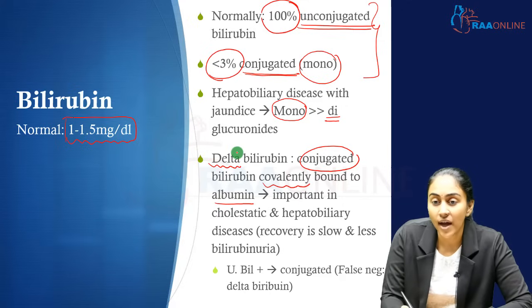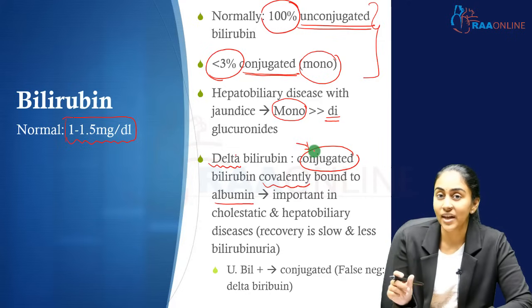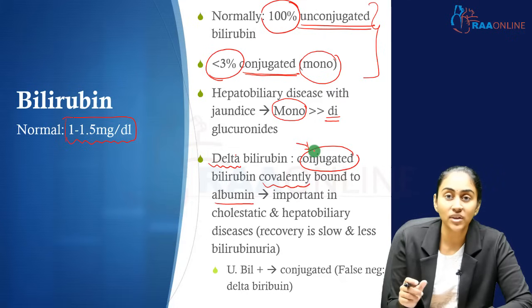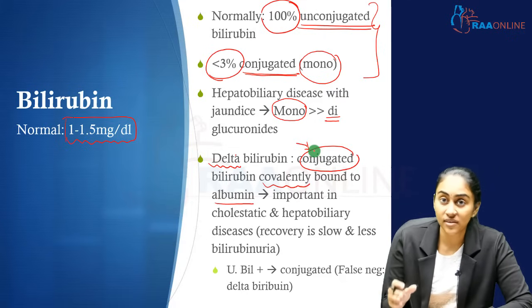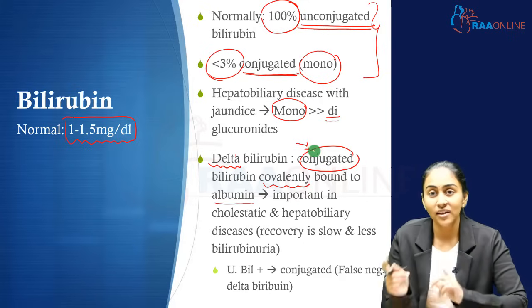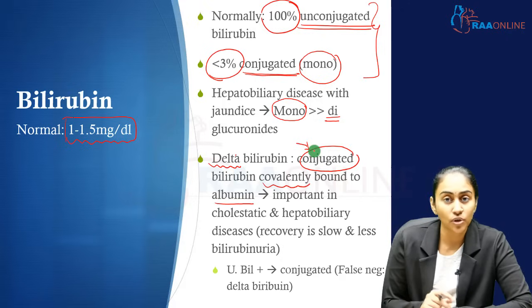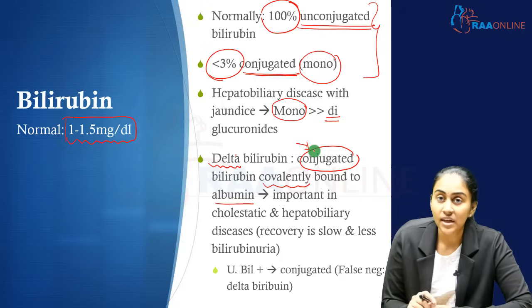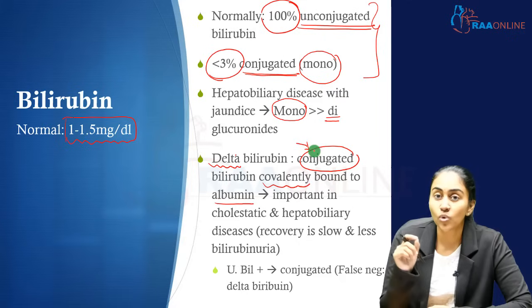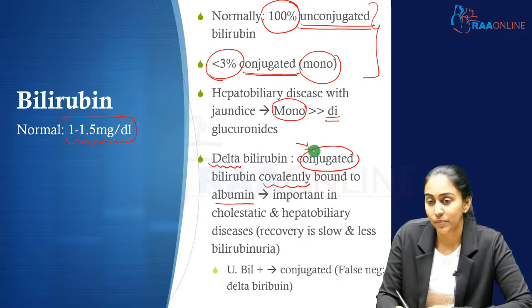So, delta has two important C's: conjugated bilirubin that is covalently bound to albumin. And how is it bound? It is not bound in a non-covalent manner. This is bound in a covalent manner. So that is very important and should not be confused with the earlier albumin-bound transport of the unconjugated bilirubin. So delta bilirubin is the conjugated bilirubin that is covalently bound to the albumin.